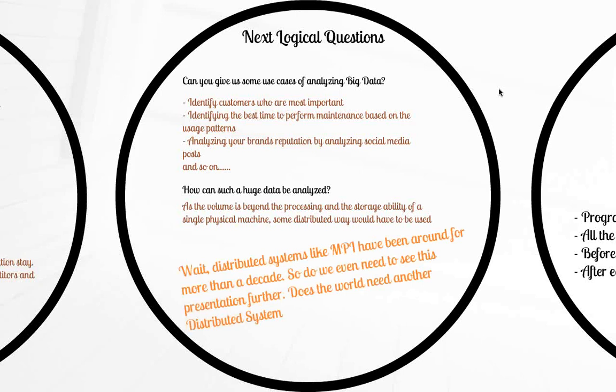I mean, most importantly, does the world need another distributed system? Since our college days, for 15-20 years, we've been reading about distributed systems. We've written exams in college on distributed systems, and we've scored good marks also. And what you're talking about in this course is distributed systems, which is a matured concept. So why do you need to even take this course further?